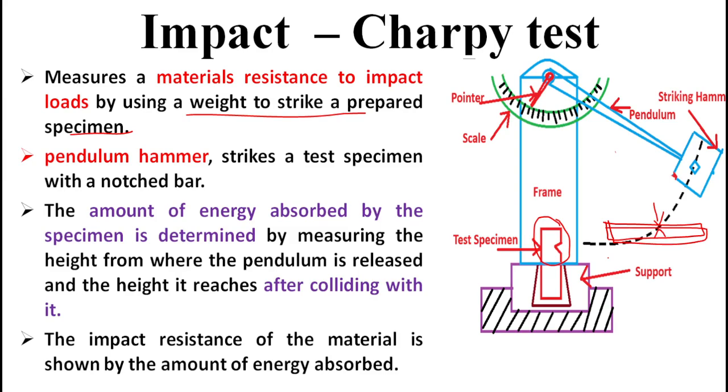The position is fixed like a simply supported beam. The pendulum hammer strikes the test specimen, a notched bar. The amount of energy absorbed by the specimen is determined by measuring the height from where the pendulum is released and the height it reaches after colliding with it. The difference is between the beginning position of the hammer and the position after striking.